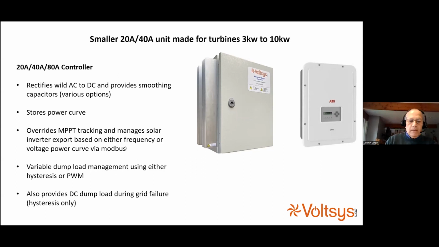We also have a variable dump load, which can be done by pulse width modulation, so it's completely a variable load. So it doesn't cut in with a bang at 530 volts like the old dump loads used to do. Or if you prefer the old hysteresis system, you can do that. But the hysteresis system used to bring in a dump load at 530 volts and switch it off at 430 volts DC. And that causes a lot of ripple on the DC coming into the inverter.